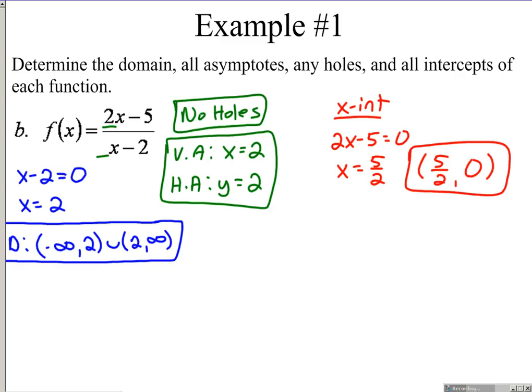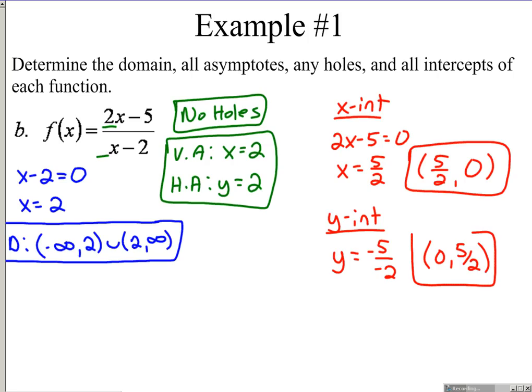Our y-intercept, plug in 0 for x. Up top, we get -5. In the bottom, we get -2. Simplify that, and our y-intercept is going to be at the ordered pair (0, 5/2).